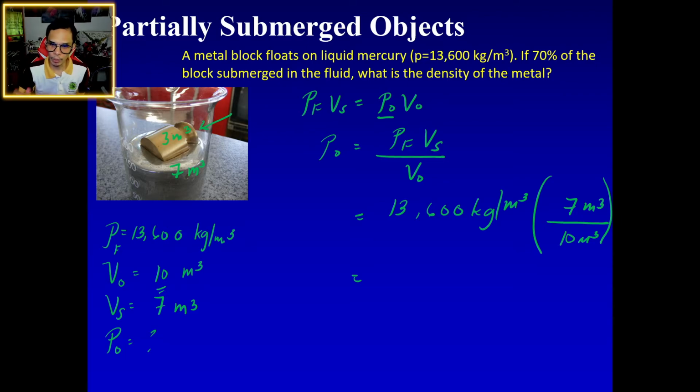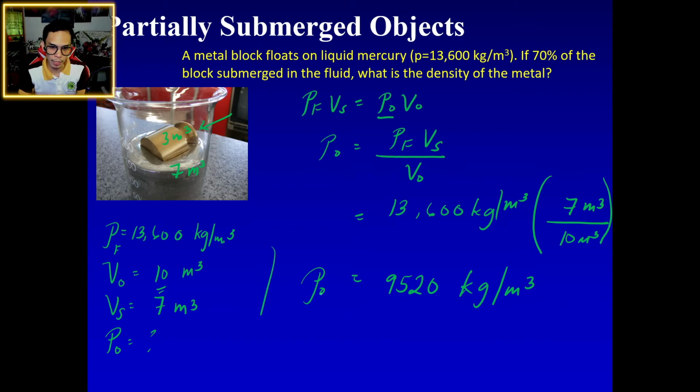Okay, so multiplying this one, we get 13,600 times 0.7. That will give us the approximate density of 9,520 kilograms per cubic meter.